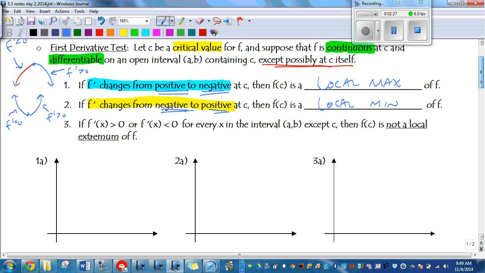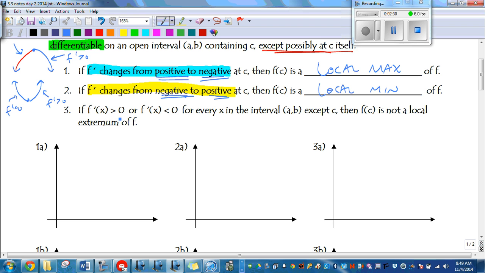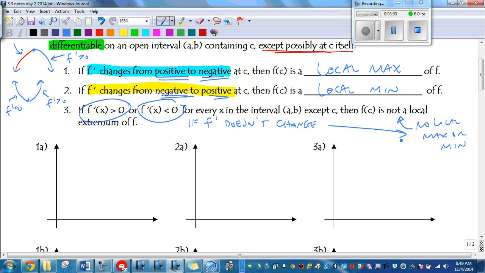Now the third one says if the derivative is greater than 0, positive, or the derivative is less than 0, negative, for every x except for C, then there's no local extremum. So that just means there's no local max or min. If the derivative is positive the whole time or negative the whole time, it doesn't change. So if the derivative doesn't change, that means there's no local max or min.